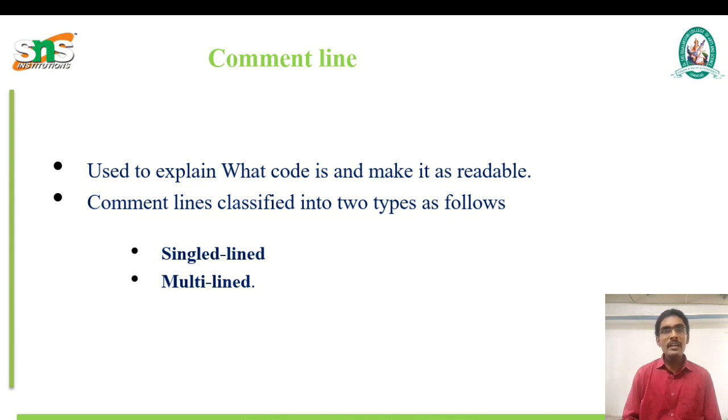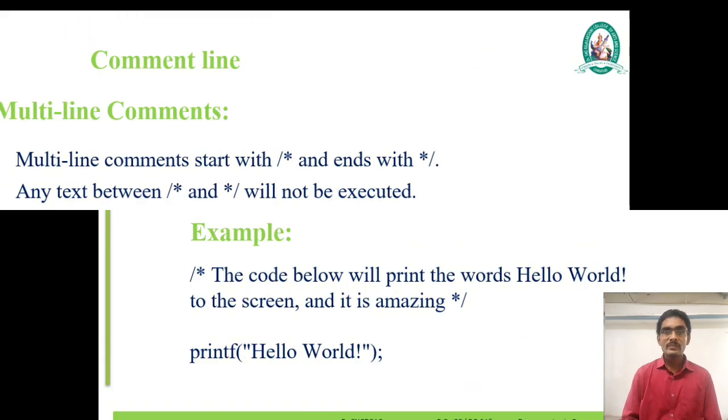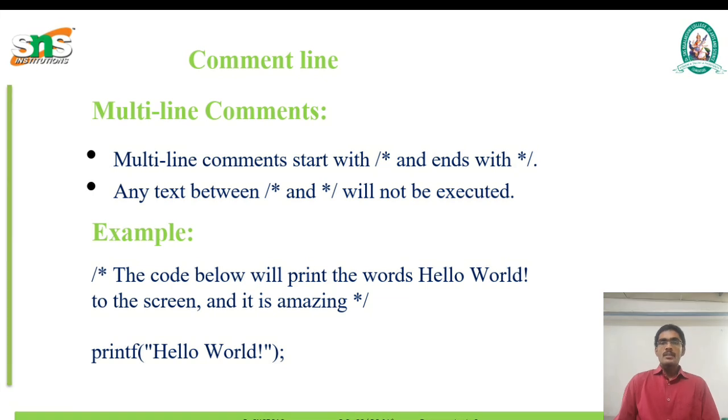Generally, command lines are classified into two types as follows. One is the single line command line and another one is the multi-line command line. Multi-line commands start with forward slash and asterisk symbol and end with asterisk symbol and forward slash. Any text between this combination will be ignored by the C compiler and will not be executed. You can see the example below.